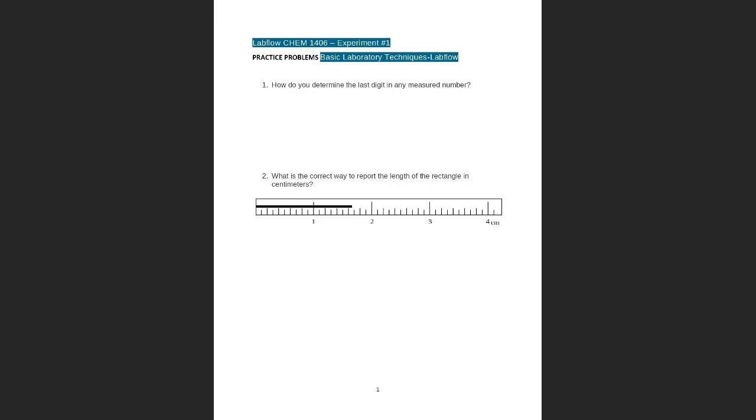Okay, so let's go to the second. What is the correct way to report the length of the rectangle in centimeters? Can somebody tell me the answer? And then we'll move fast. There are not that many. Very good. Excellent. Yes, thank you. That's perfect.